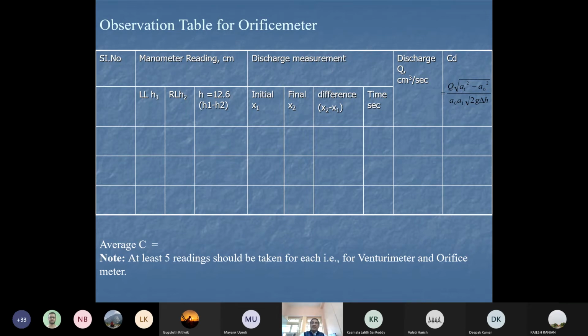Finally, you can calculate the average value of coefficient of discharge for the orifice as well as the venturimeter. And at least remember this, I am going to give you 3 observations, but it should be at least 5 observations to get more accurate information about the coefficient of discharge.